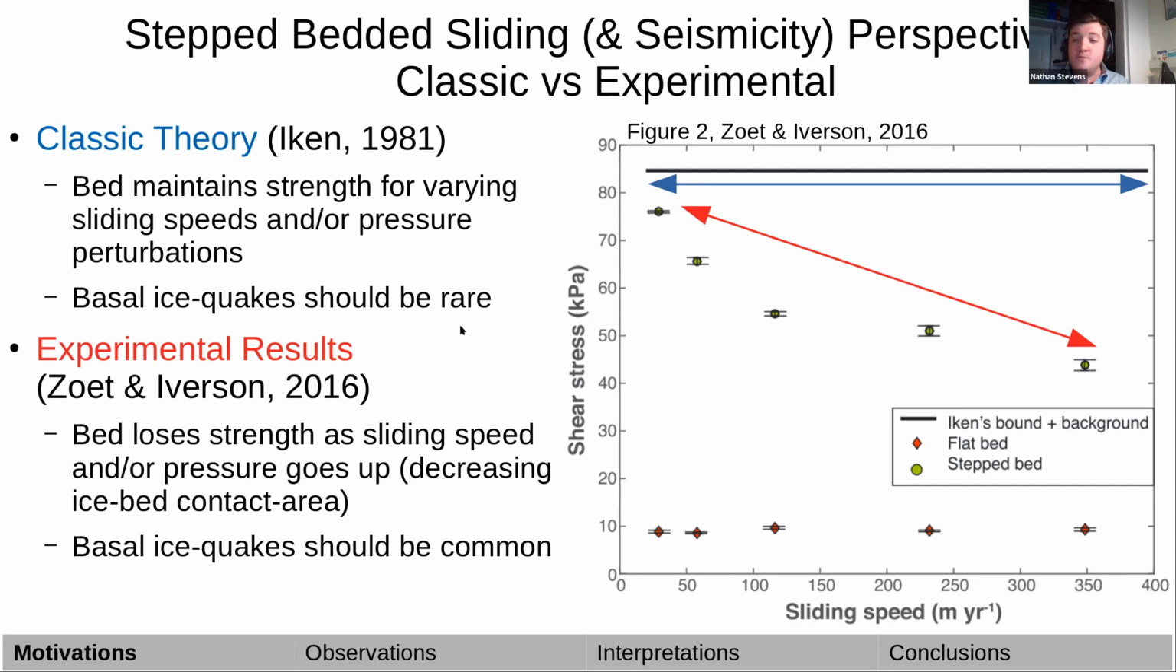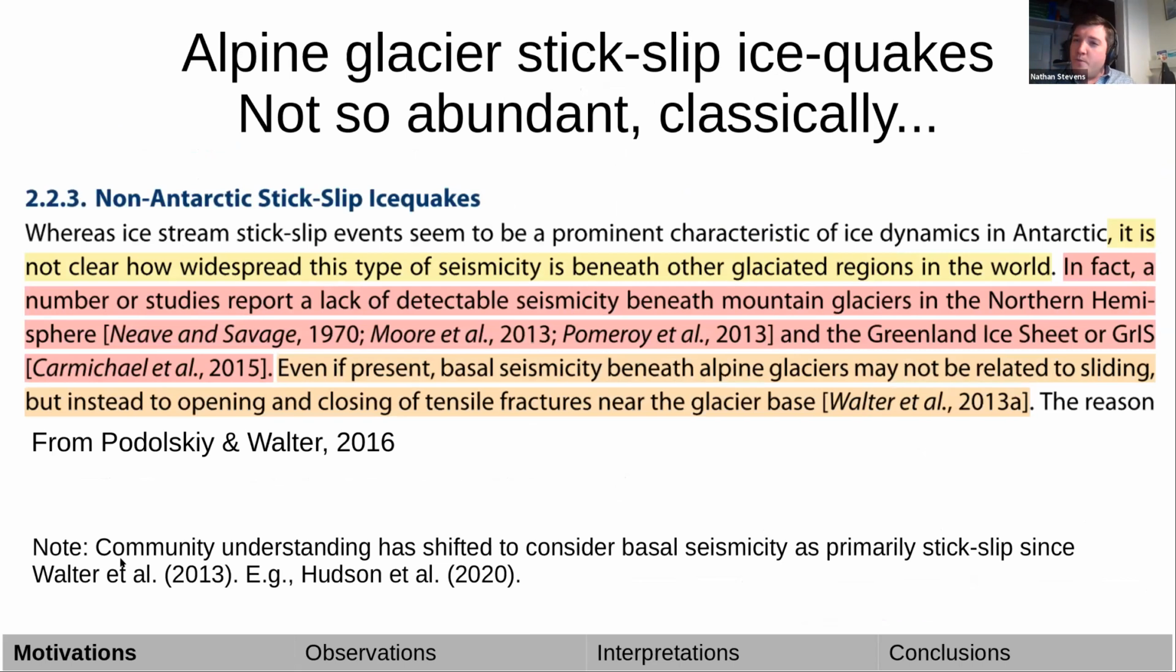But lab experiments from Zoet and Iverson show that as we increase sliding speed and we shrink those ice-bed contact areas, the strength of the bed goes down. So this is called rate weakening, and is very much associated with the occurrence of stick-slip seismicity on tectonic faults, as well as glaciers. So looking at, what is the landscape of trying to find basal ice quakes?